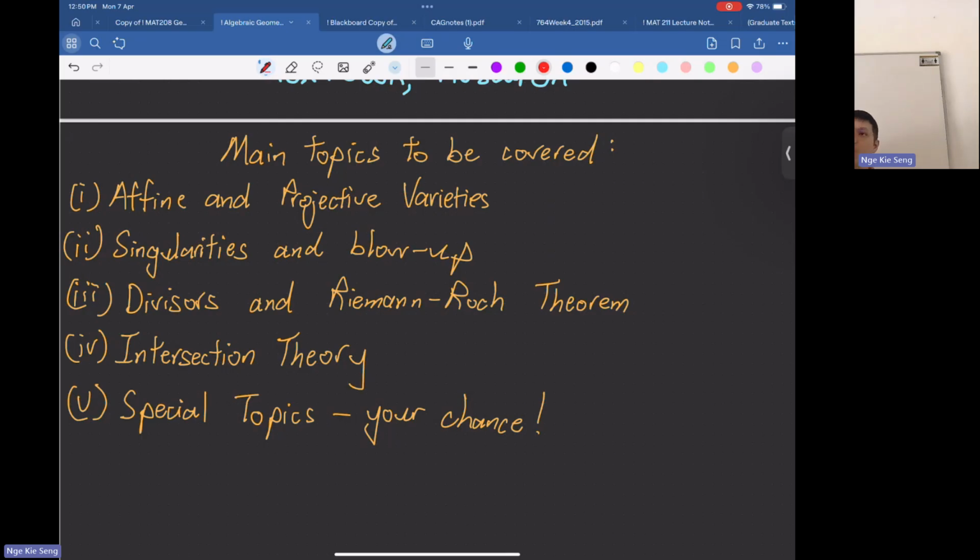These are actually very hot topics at the frontier of research also. Singularity and blowup, divisors, and intersection theory. Yeah, divisors form a group.